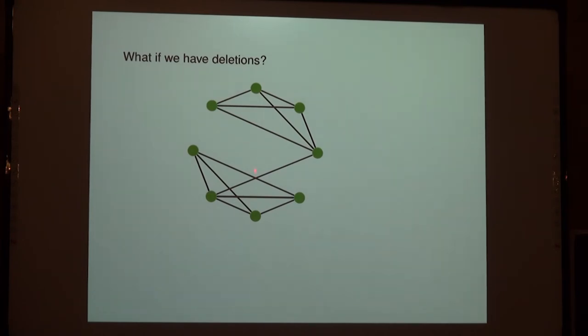So suppose that this is our graph. Suppose that we have a stream with insertions and deletions, and at some point, we are presented with this graph. So look at this edge here, the red edge. This is the single edge that crosses a cut in the graph. So this edge is extremely important. If we don't take it, then we can't construct a spanning tree.